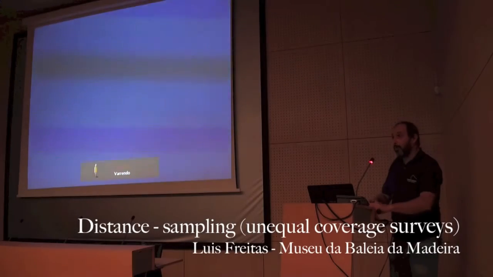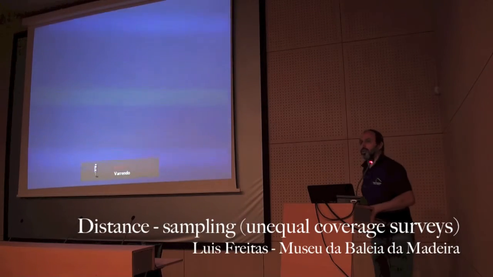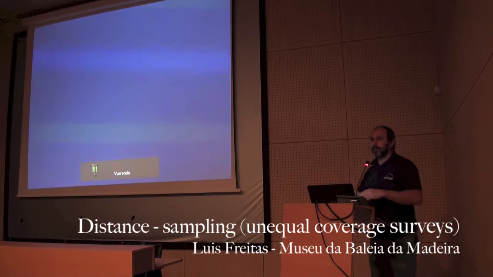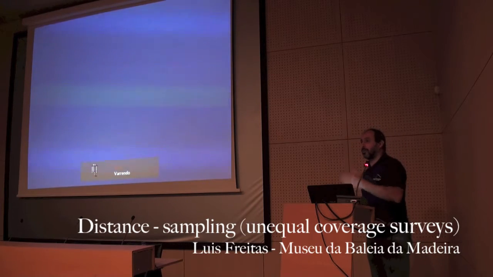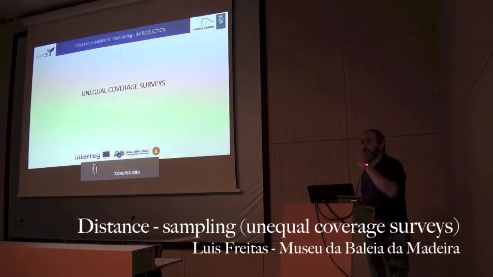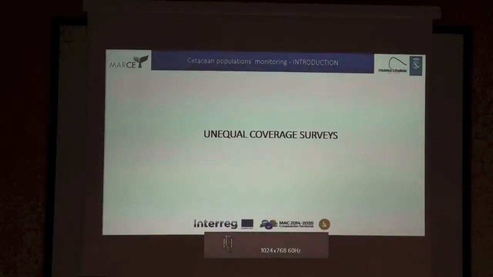Very well. Now, Ruth was talking about surveys with equal coverage. The design of those surveys implies that we try as much as possible to cover the study area with the same probability for each of the points. But sometimes that's not possible.